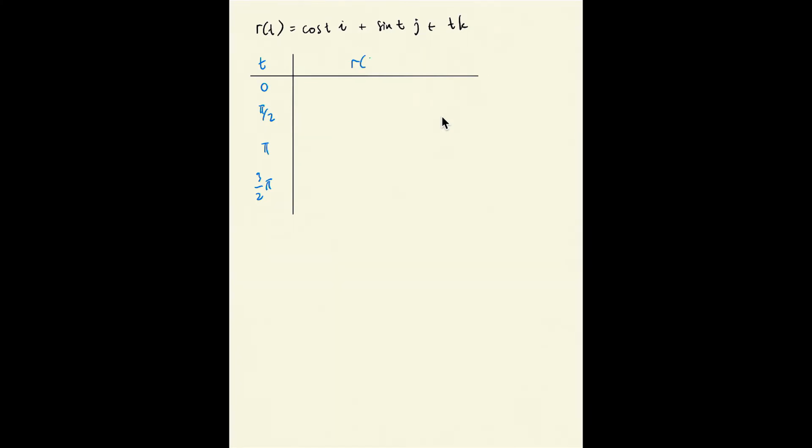And then our set of functions will be 0, cosine 0 is 1, sine 0, 0, okay. And then pi over 2, cosine pi over 2 is 0, 1, pi over 2, and then pi is negative 1, 0, pi. Then 3 over 2 pi will be 0, negative 1, and 3 over 2 pi.